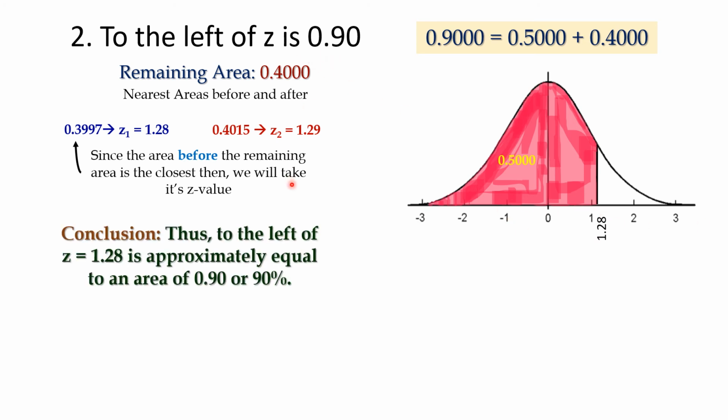So our conclusion would be, thus, the left of z equals 1.28 is approximately equal to an area of 0.90 or 90%. So we are now done solving the problem here in number 2. Please take a look and have some observation before we proceed. Next, third example.